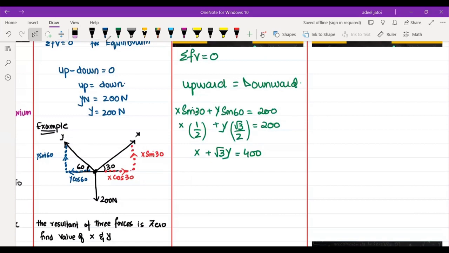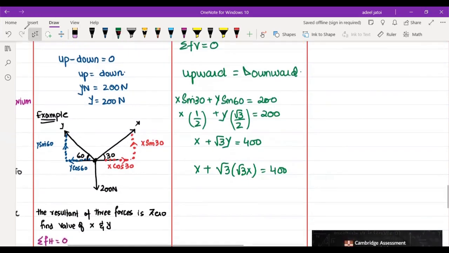Now, let's say that we have under root 3x. So x plus under root 3 times under root 3x is equal to 400. Under root 3 times under root 3 is 3, so this should be x plus 3x is equal to 400. 4x is equal to 400. So x becomes 100 Newton.